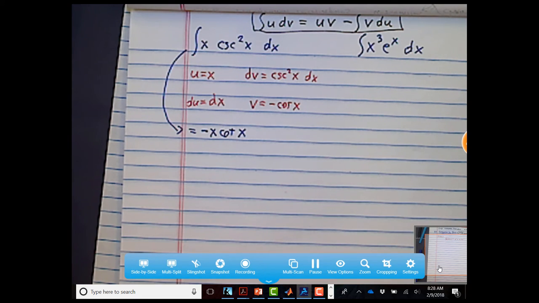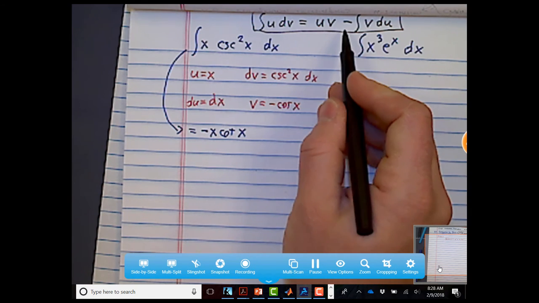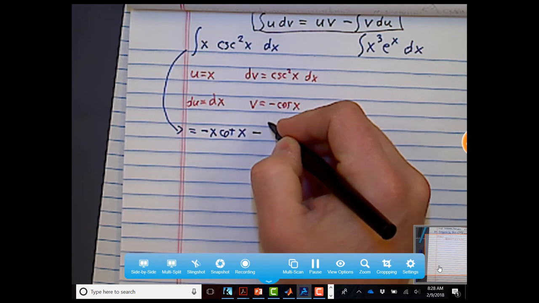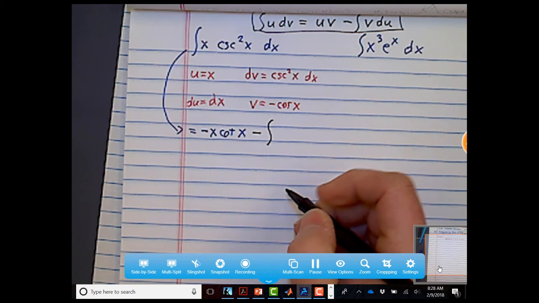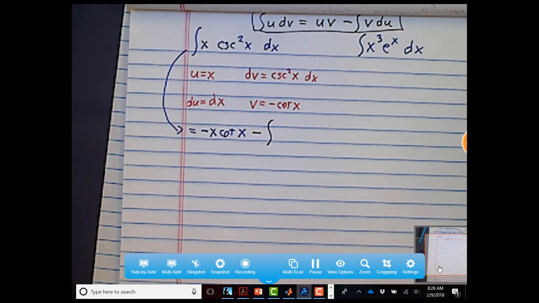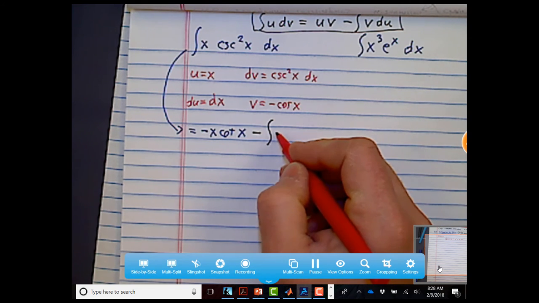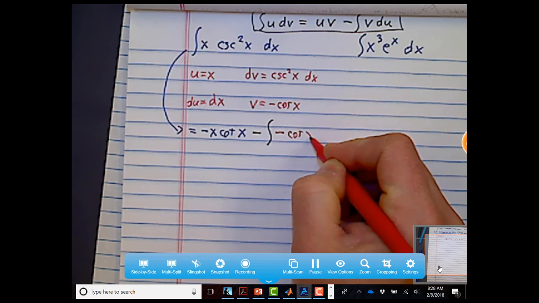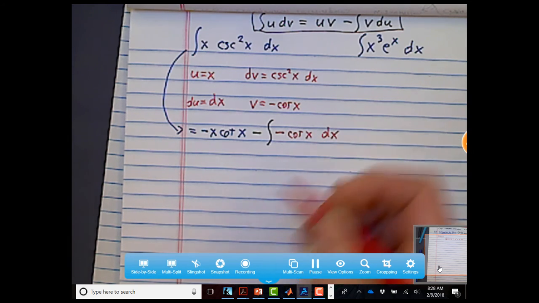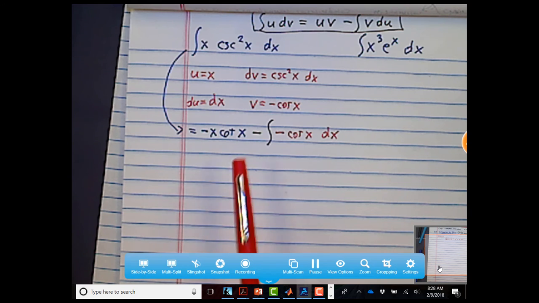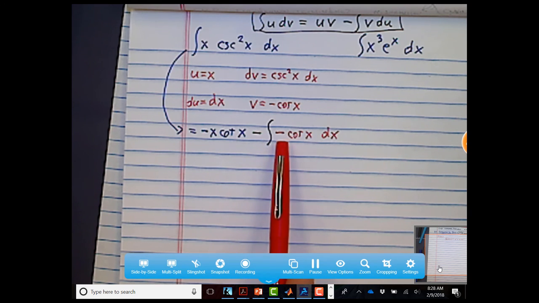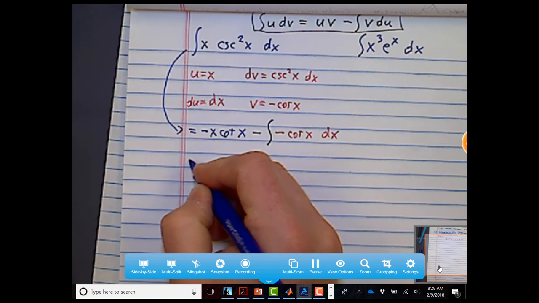Then I write, from the formula, there's a minus sign. Don't forget that. Minus the integral of what? Well, there's this v du, so I'm going to write negative cotangent x dx. See, there's a minus from the formula, there's a minus from the integral. So I'll bring that negative sign out when I integrate, right? So you can see this only works if you actually know how to do the next integral.